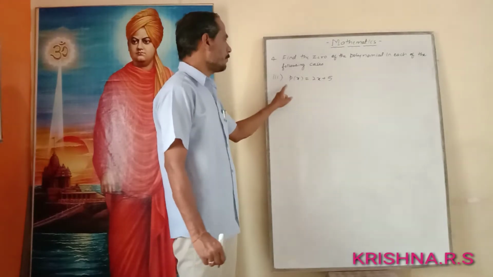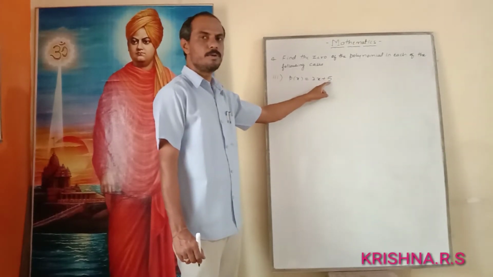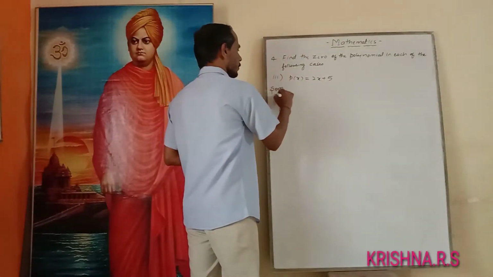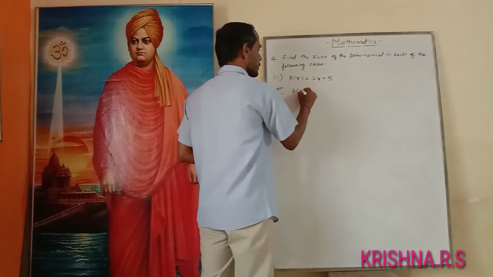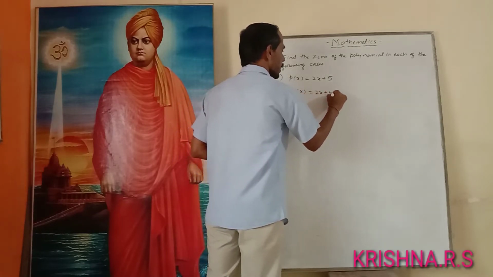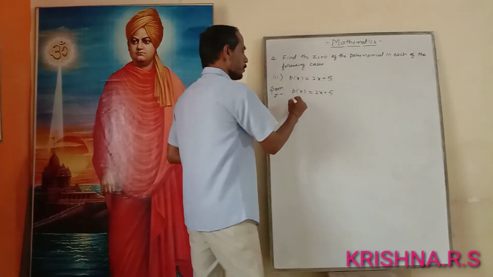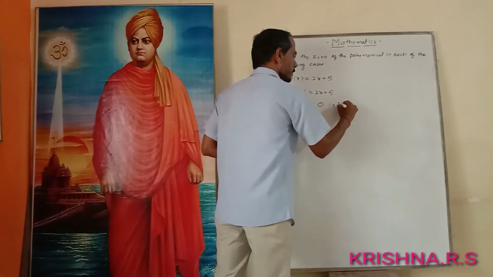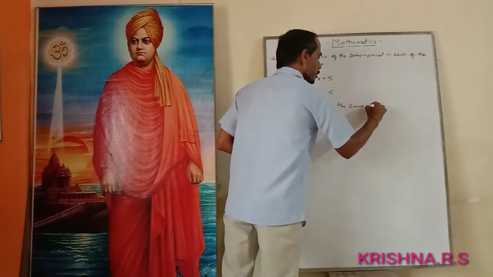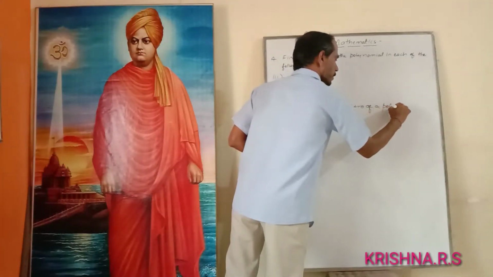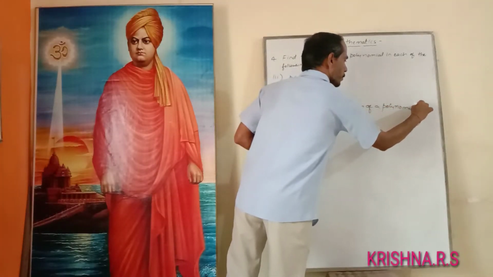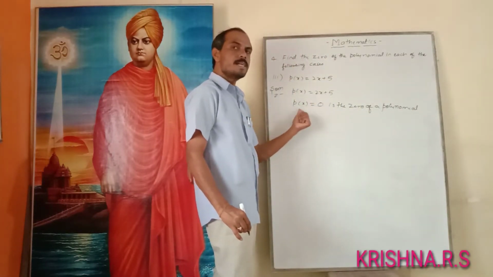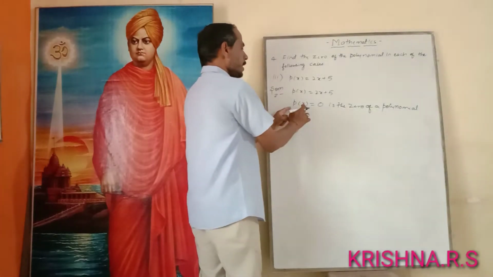The third question is P of x is equal to 2x plus 5. What do we have to do? We have to find the zero of the polynomial. Solution step: write down the question as it is. P of x is equal to 2x plus 5. In the next step, P of x is equal to 0, the zero of the polynomial. It means for a specific value of x, P of x becomes 0. What is that x value? We have to find it.